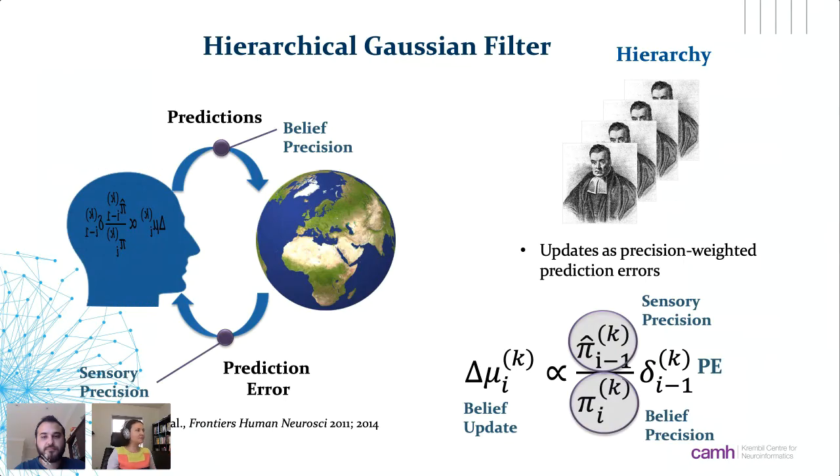In other words, the sensory precision of the prediction error reflects what we are learning now, whereas the belief precision reflects what we already know.